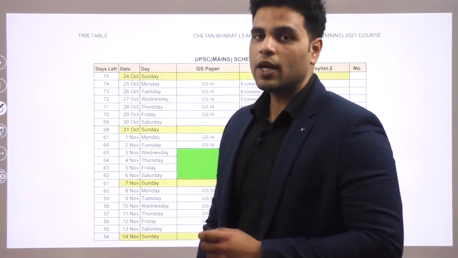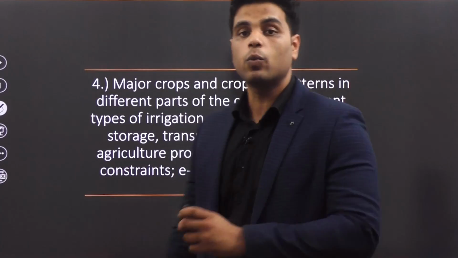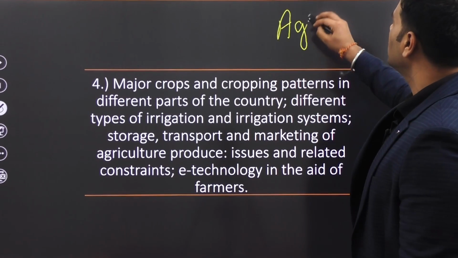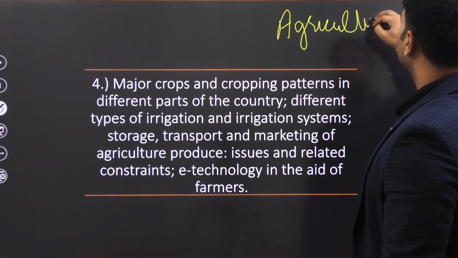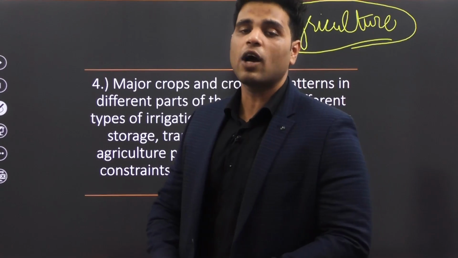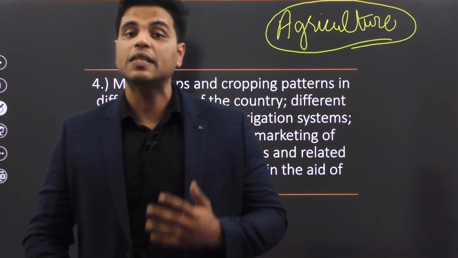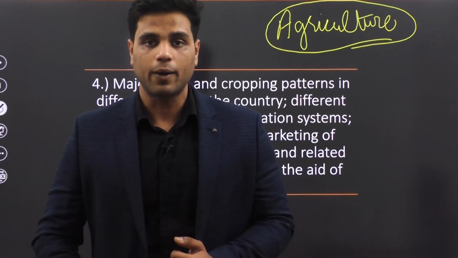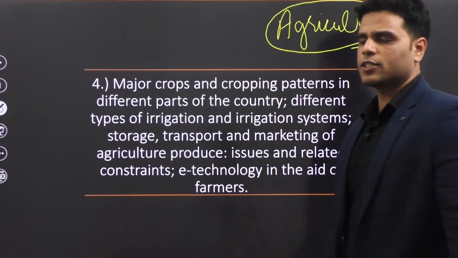Now, in lecture number 6, which topic shall we cover? Well, we shall cover agriculture through 5 questions. And through these 5 questions, we'll try to cover as many issues as possible that are relevant and pertinent for your UPSC Mains 2021. So what's written in the syllabus?